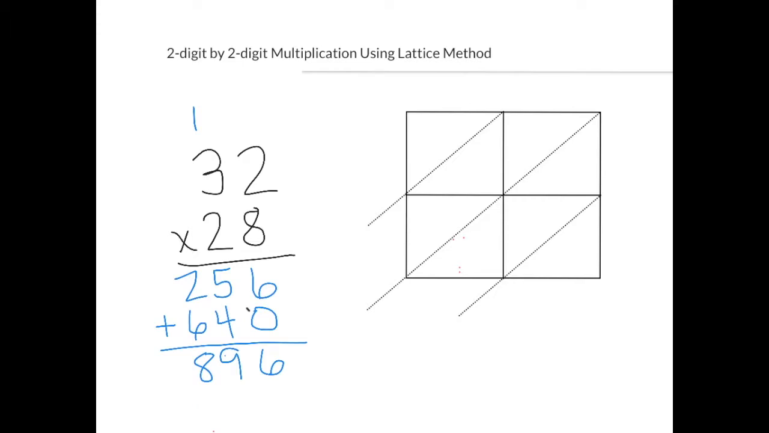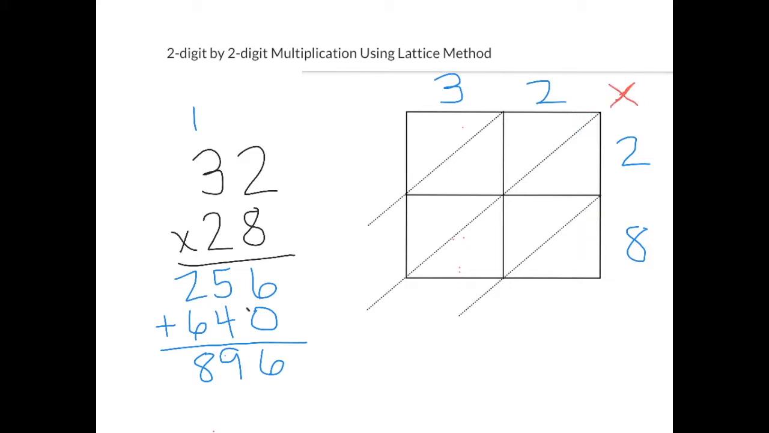The first thing I'm going to do is take my first factor of 32 and write it as the headers for my columns, 32. The next step is to take your second factor, which is 28, and write it as the numbers outside your rows. So now I have 32 times 28.